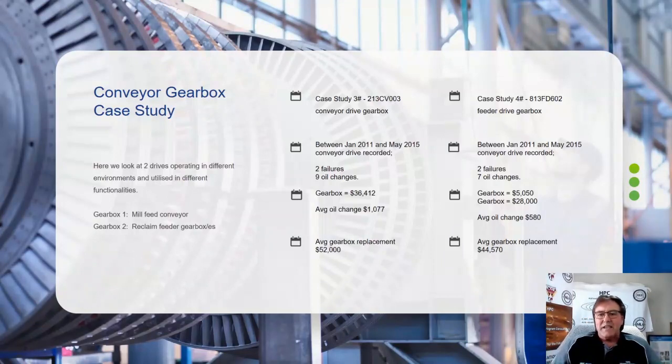If we look at case study number 4, a similar amount of failure modes and a similar amount of oil changes, different dollar values when you look at the 2 portions of the feeder drive gearbox, the planetary or the reduction. Oil changes, nice and easy access. But again, quite a substantial dollar value when it comes to doing the work on this gearbox.